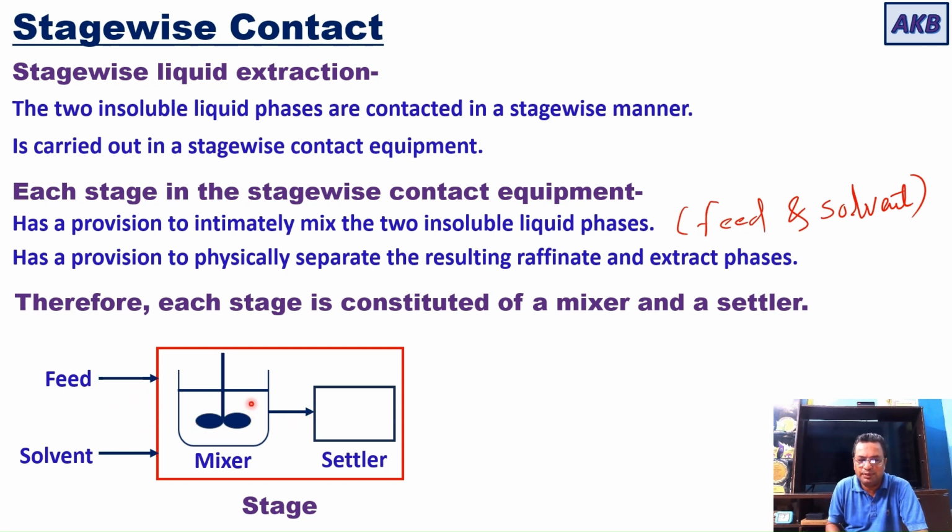Feed and solvent will be intimately mixed in the mixer, and then the resulting mixture is transferred to a settler, where it will settle into two layers, the raffinate and extract phases. Those two layers will then be physically separated from each other. So you have the raffinate phase, and then you have the extract phase. So this is how a stage in a stage-wise contact equipment used for liquid extraction works.